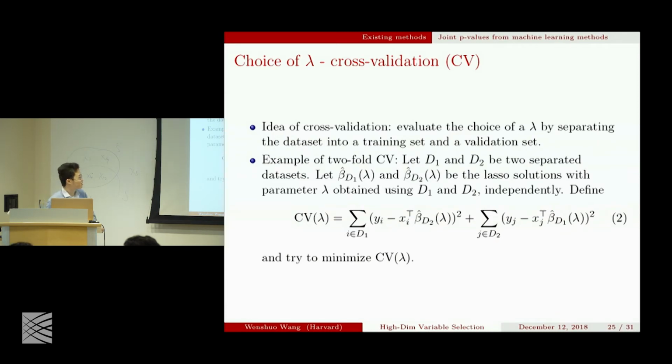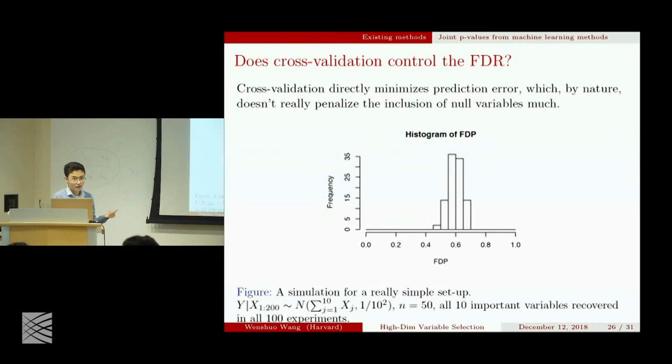That's a very important point, because the idea was, if they're good at prediction, then they're capturing some important variables, perhaps. So we want to know if that's the case. And of course, as Alex said, cross-validation minimizes the prediction error, so it doesn't really penalize the inclusion of null variables. I don't mind if I have a null variable in my model, as long as I don't miss the important ones.